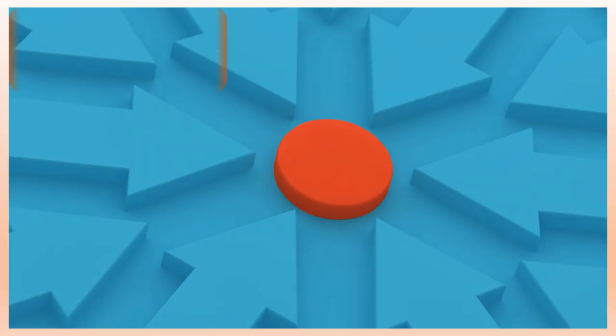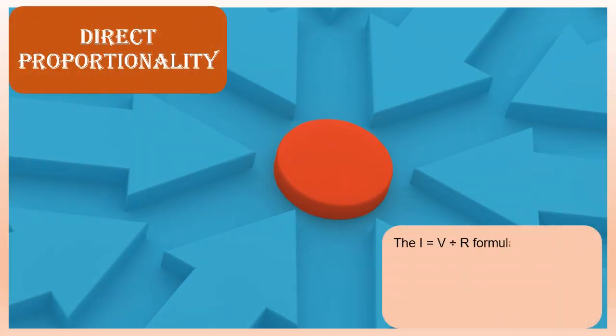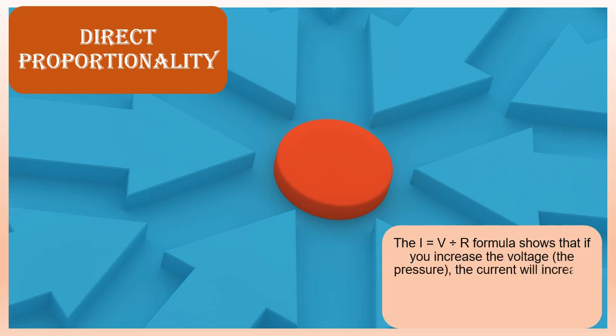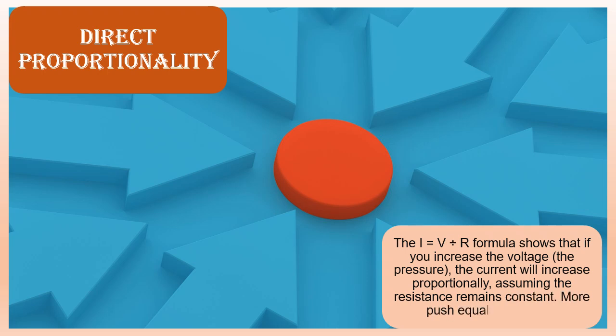Direct proportionality. The I is equal to V divided by R formula shows that if you increase the voltage, the pressure, the current will increase proportionally, assuming the resistance remains constant. More push equals more flow.